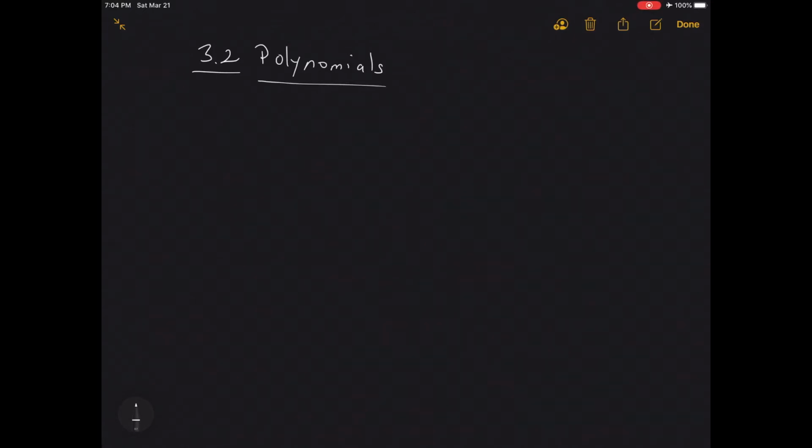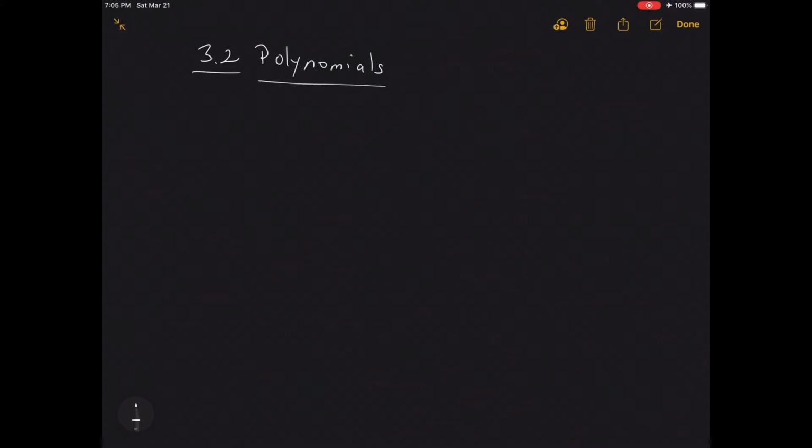Okay, so this is going to be section 3.2, polynomial functions specifically and their graphs. So we're going to take a look at what a polynomial is. We're going to define it first, and then we're going to look at some of the key features that are going to help us to figure out how the graphs work.